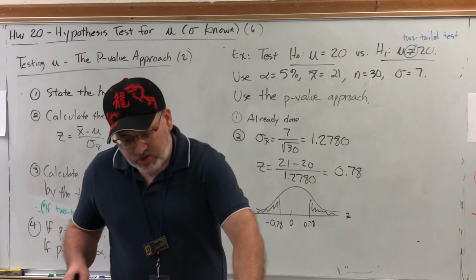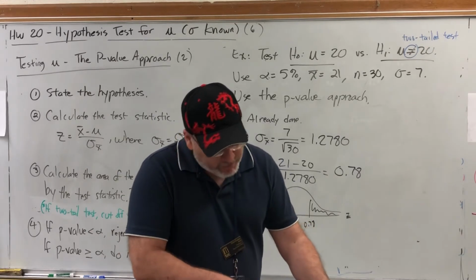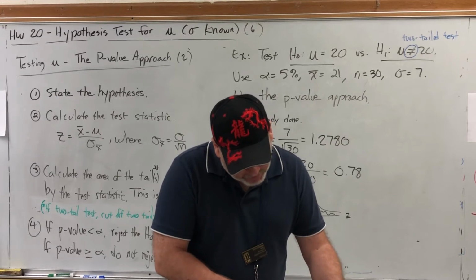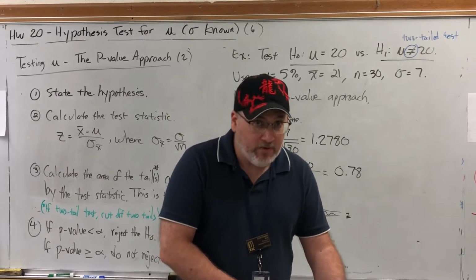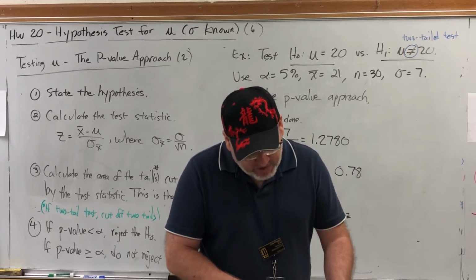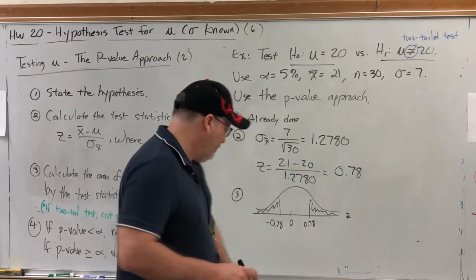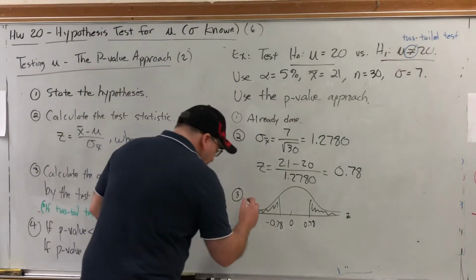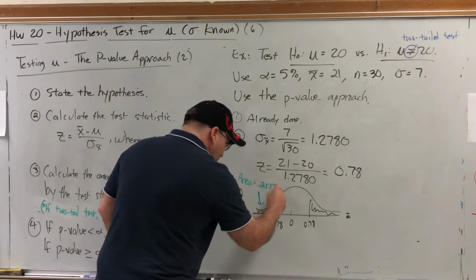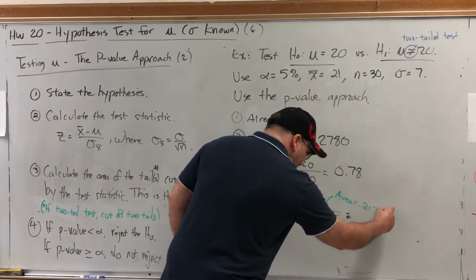So I'm going into the z-chart. I'm going into the negative 0.7 row. I'm going across to the 0.08 column. If you have your z-chart, I would recommend looking it up. You might want to pause real quick. I don't want to spoil it for you. But if you go to negative 0.78 in the z-chart, the area is 0.2177. This area is 0.2177. And this area is 0.2177.